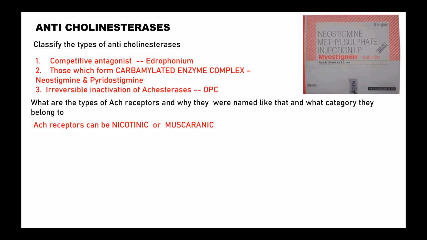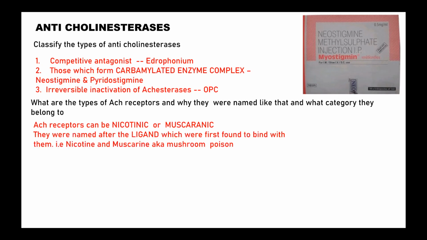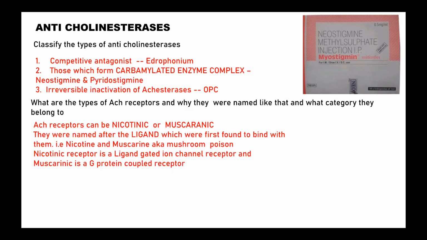Muscarine and nicotine were initially used as ligands. Okay, very good. They were named after the ligand which was first found to bind with them, nicotine and muscarine, also known as mushroom poison. Nicotinic receptor is a ligand-gated ion channel receptor, and muscarinic is a G protein coupled receptor.